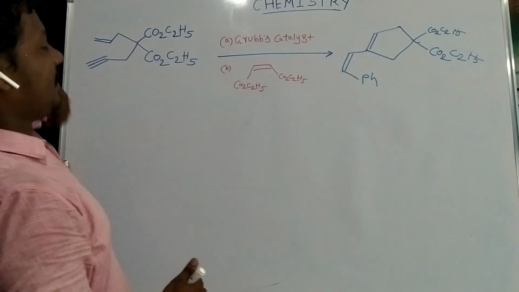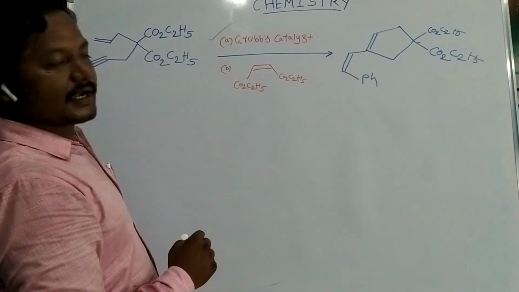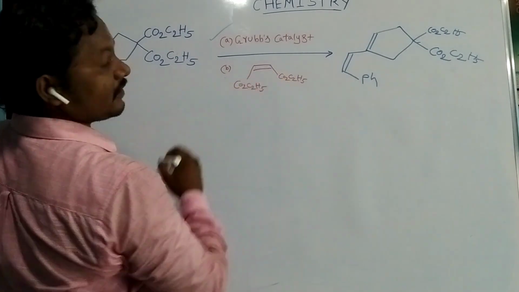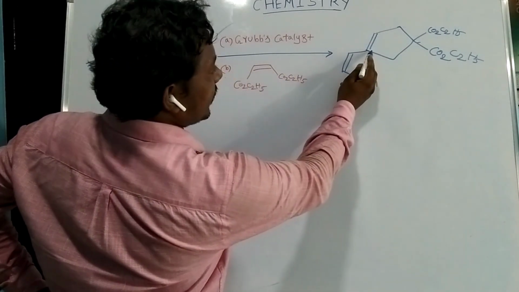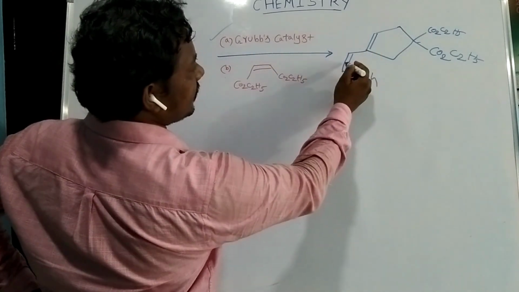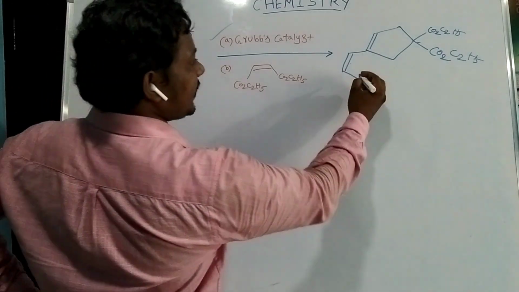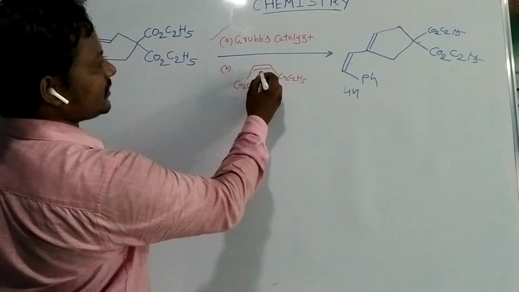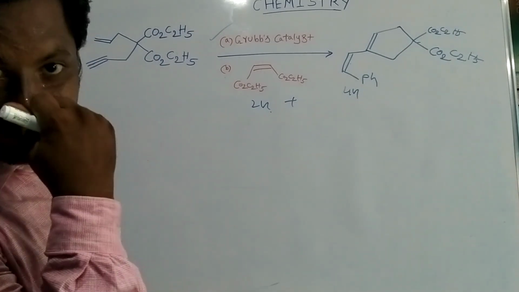Now, what is the second step? The first one is completed. If you look at the second one, what is given? Okay. Here, if you look at the product after the first step, what is there? Like butadiene, 1,3-butadiene. This is like a 4π. If you look at this, 2π. 4π plus 2π, like a Diels-Alder reaction.